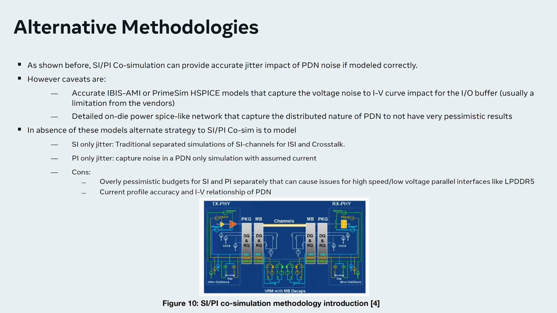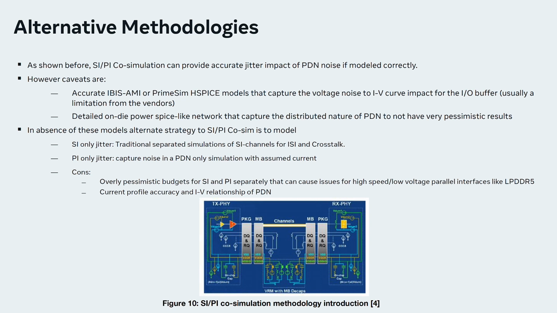You would capture PDN noise separately, as a certain percentage of V norm. But the con of this is pessimistic budgeting, which at these types of speeds for LP5 can be challenging. And there's also a question of current profile accuracy, because when you simulate the power noise separately from the actual transistor circuit, you do not know how the current draw from the PDN changes with the voltage that is applied to the power node on your transistor.